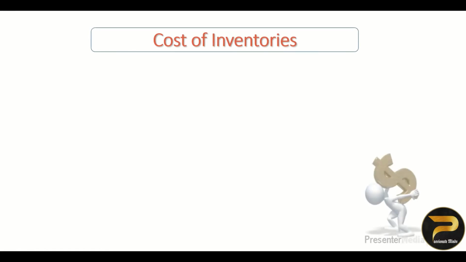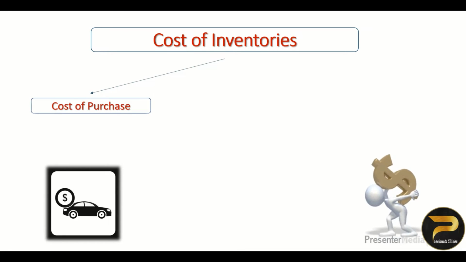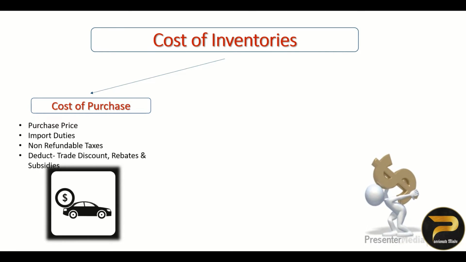And the first one is cost of inventories. Cost of inventories comprises three vital parts. The first one is cost of purchase, which includes the purchase price of inventories, import duties, non-refundable taxes and etc., from which we deduct trade discounts, rebates and subsidies.